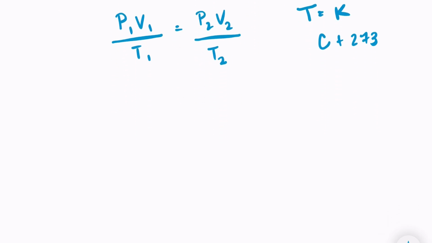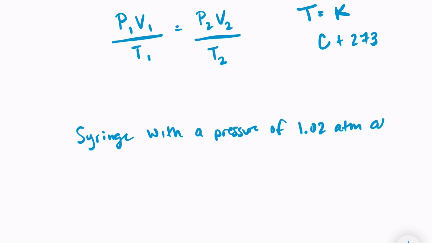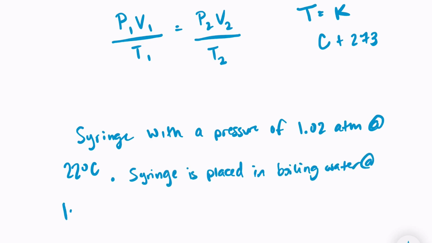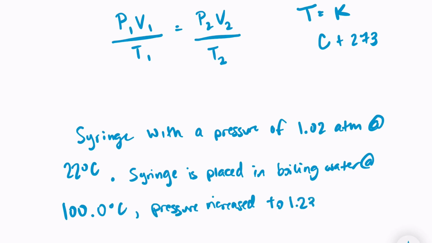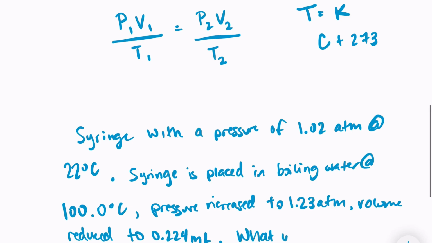Let's say that we have a syringe with a pressure of 1.02 atmospheres at 22 degrees Celsius, and we place that syringe in boiling water at 100 degrees Celsius, and the pressure increased to 1.3 atmospheres, and the volume was reduced to 0.224 milliliters. What was the initial volume?